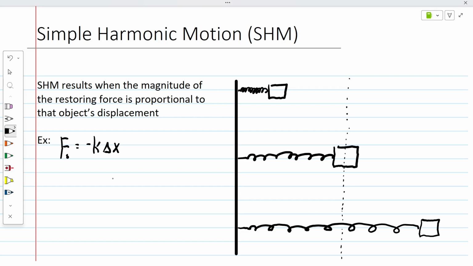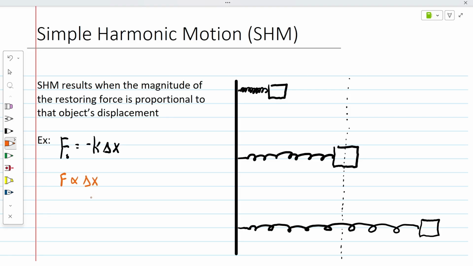In this video, we're going to introduce simple harmonic motion. So let's get started. Simple harmonic motion is when the magnitude of the restoring force is proportional to the object's displacement. A common example is spring force, where the force that the spring is causing on a box is proportional to how much the box is moving.